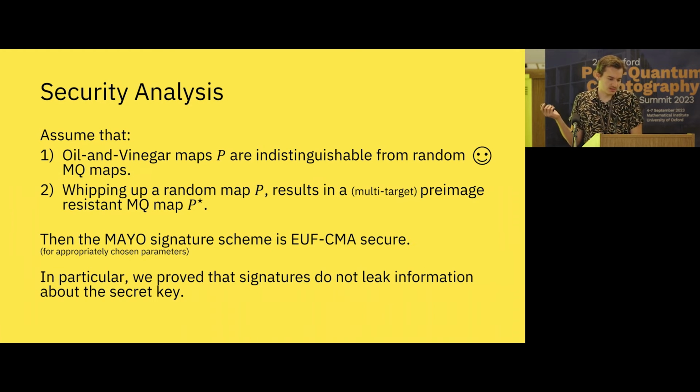Then the security analysis. If you assume that oil and vinegar maps are indistinguishable from really random maps, which is an assumption that we're happy to make because this has been studied for a very long time in the context of the oil and vinegar signature scheme, and in addition, if you have this new assumption that this whipped up map is still preimage resistant, then you can prove that the signature scheme is secure.